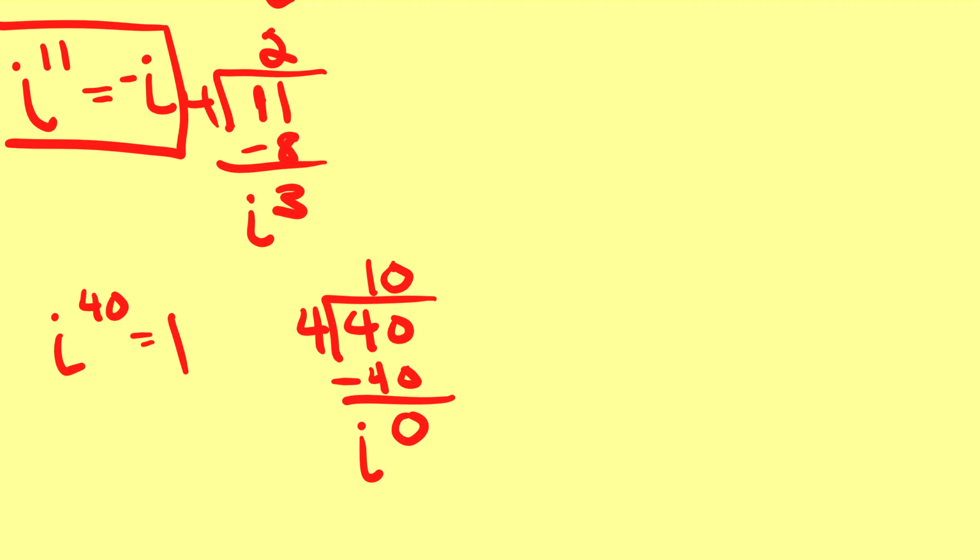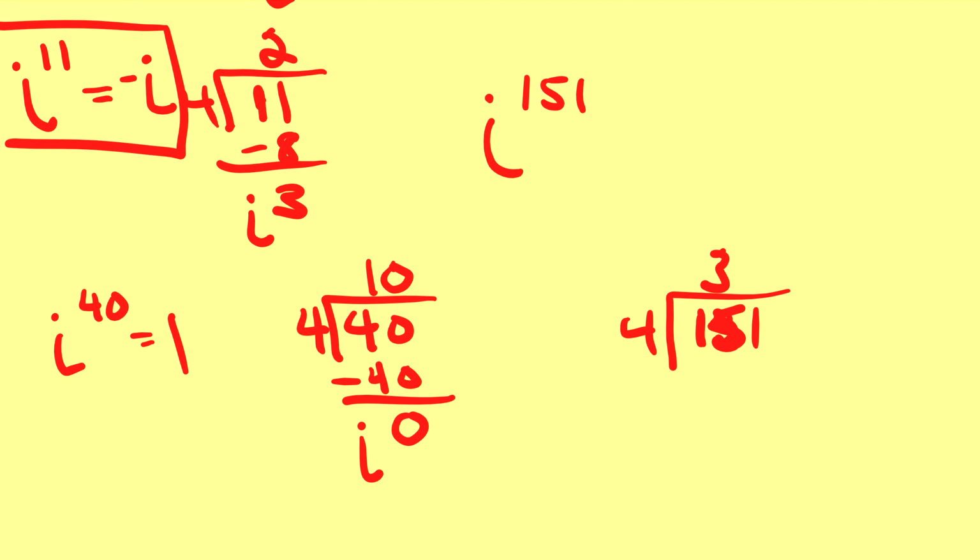So I can take any power of i as large as I want. Let's say, I don't know, the 151st power. If I have to simplify that, what would it equal? Well, I'll take the 151 and divide it by 4, always dividing it by 4. 4 goes into 15 3 times. 3 times 4 is 12.